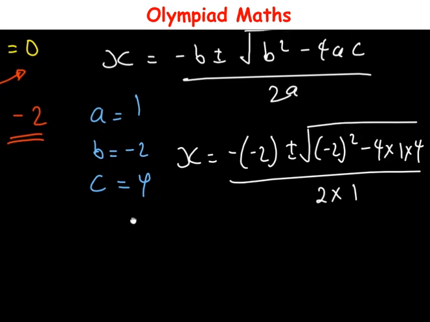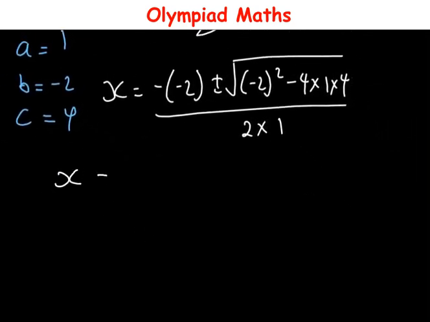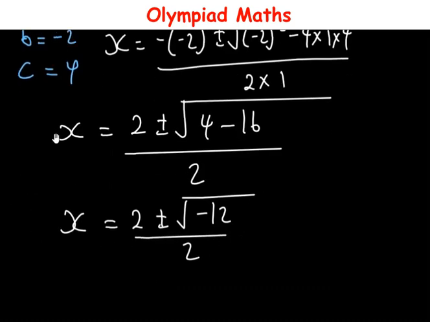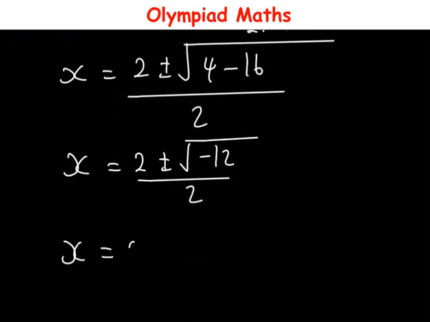So with this, the value of x is equal to minus times minus 2 is plus 2, plus or minus square root of minus 2 squared is 4, then minus 4 times 1 times 4 is minus 16, all over 2 times 1 is 2. So with this, x is equal to 2 plus or minus square root of 4 minus 16 is minus 12, all over 2. So solving this further, the value of x is equal to 2 plus or minus, we can express root minus 12 as root minus 1 times root 12, all over 2.